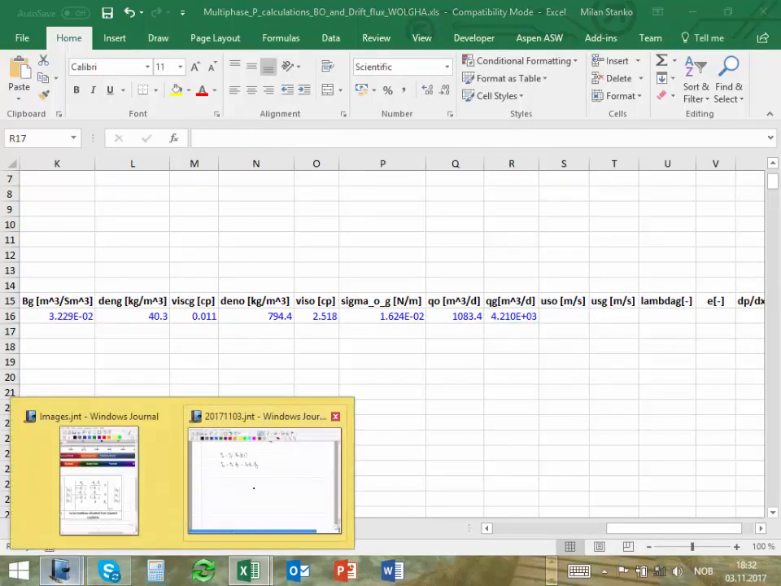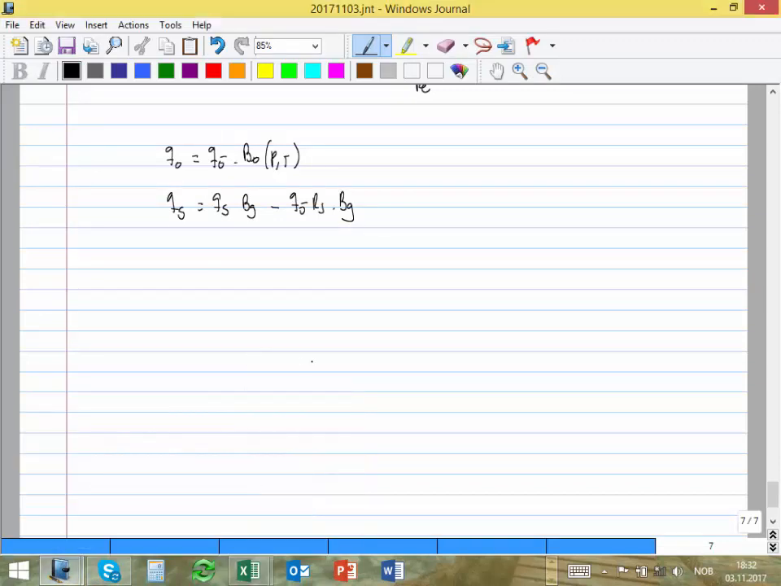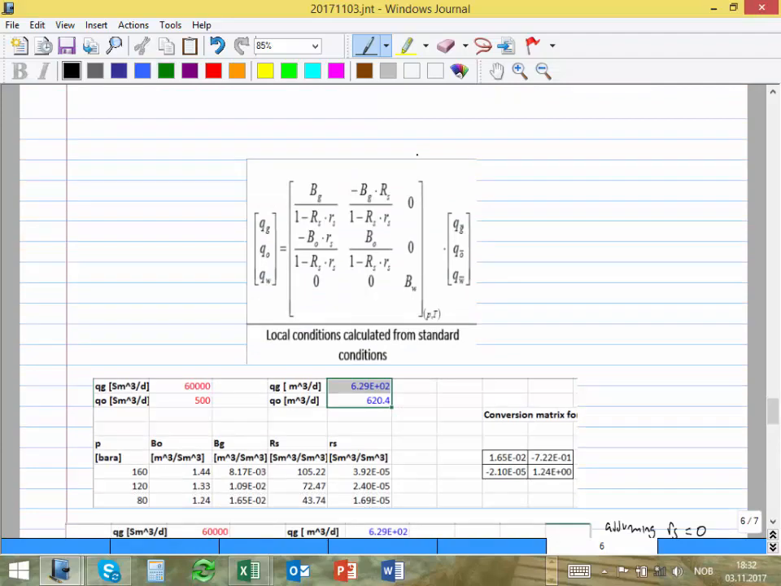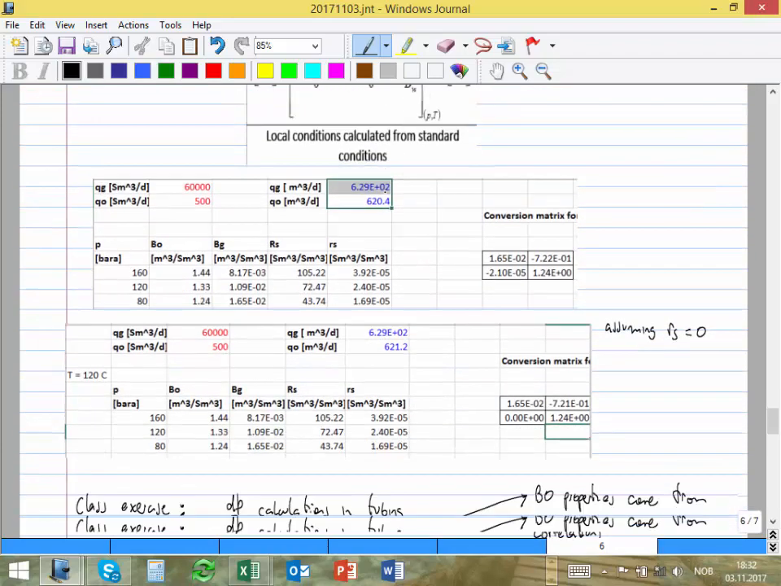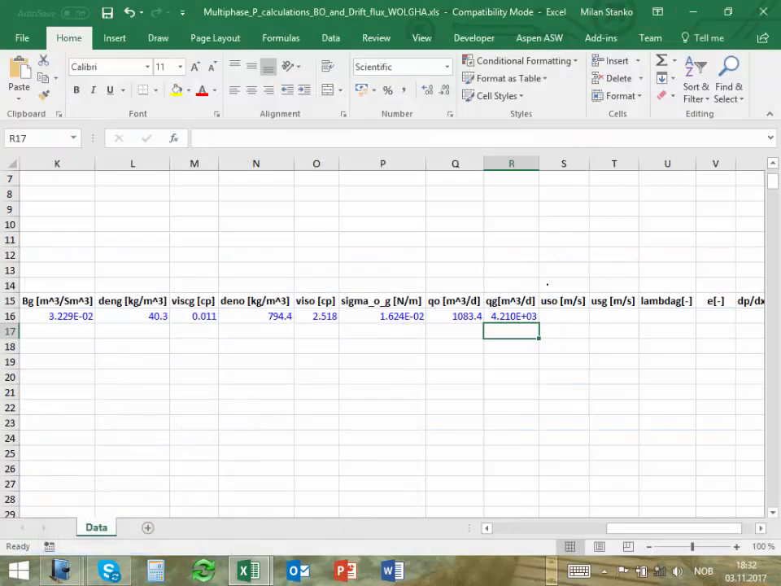Let's see if that expression is correct. Yeah, here it should be not Q gas but Q oil, right? Was that the expression, Q oil? Q oil, yes, Q oil times BGRS. Okay, so here we had a mistake, it was Q oil. Yes, you got similar rates?